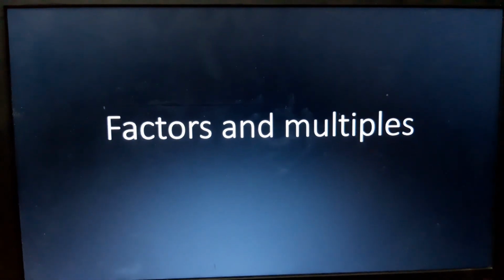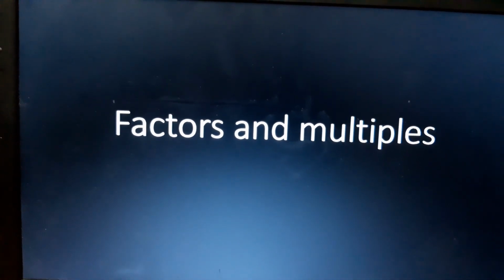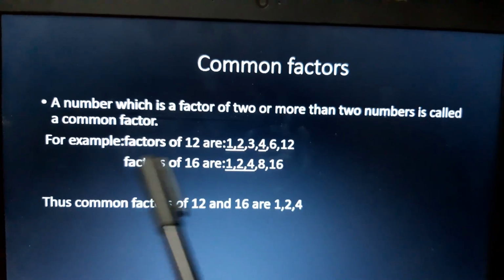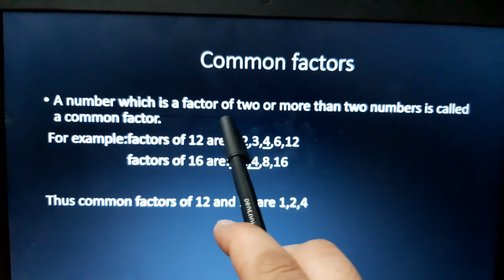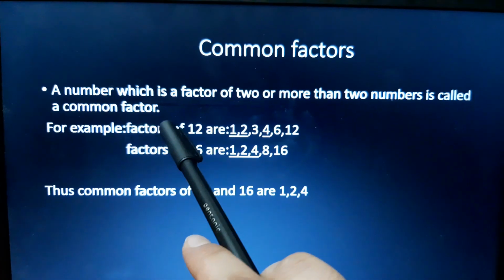Good morning, students. So, we were discussing the chapter of factors and multiples. The next topic in this chapter is common factors. A number which is a factor of two or more than two numbers is called a common factor.